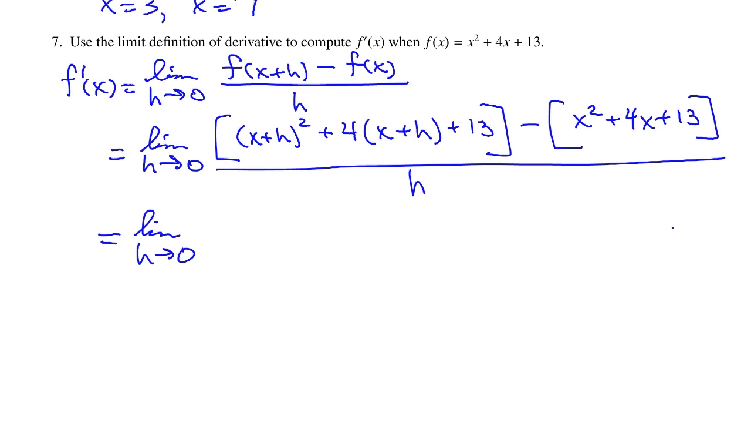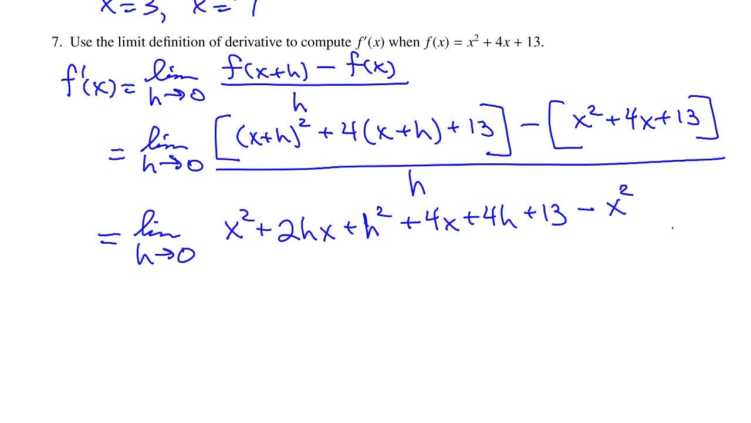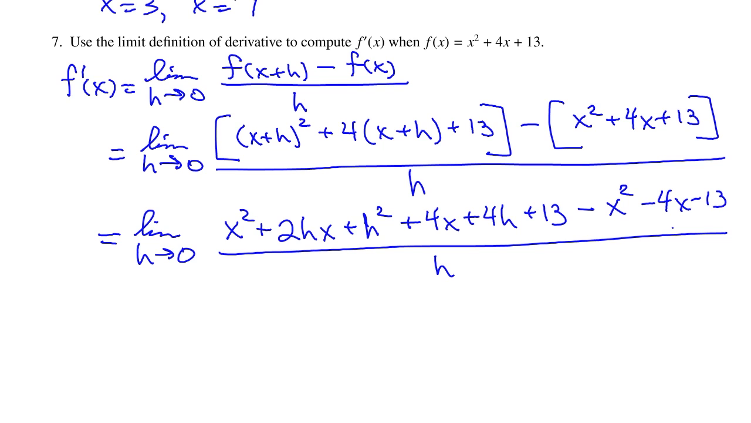As h goes to 0, now I'm going to expand x plus h squared, so that's x squared plus 2hx plus h squared. Next I distribute this 4, so it's 4x plus 4h. Finally I distribute this negative. We get negative x squared, negative 4x, negative 13 over h. Cancel the x squares, cancel the 4x's, cancel the 13's.